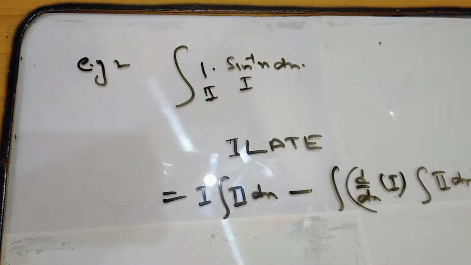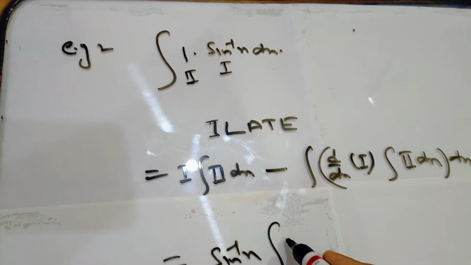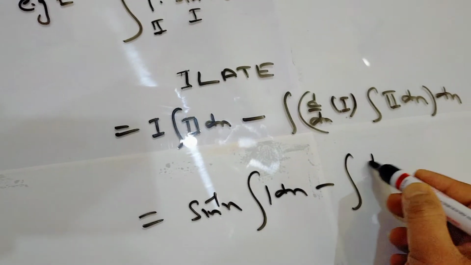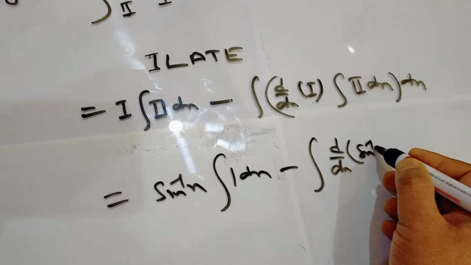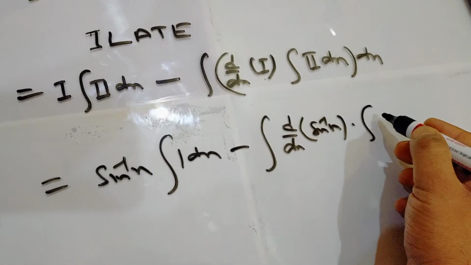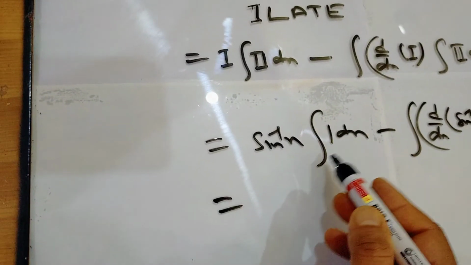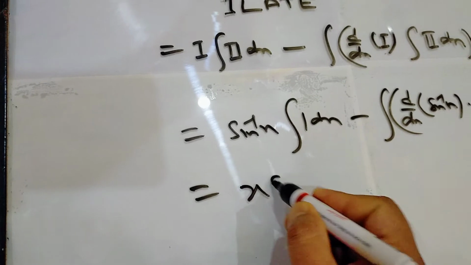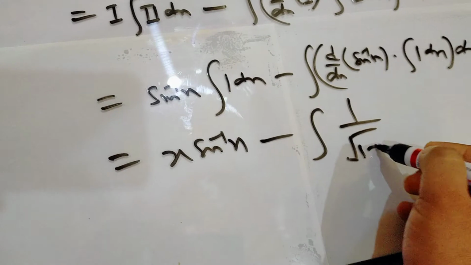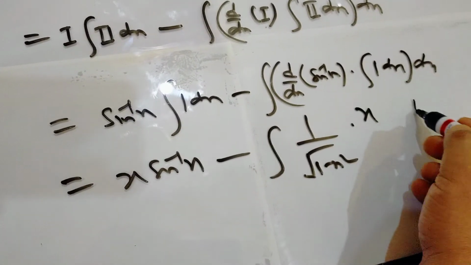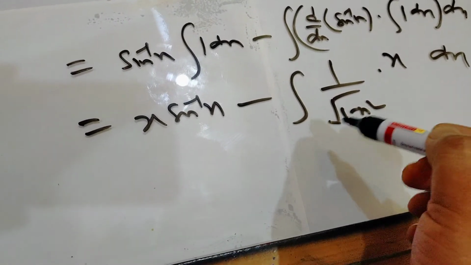So first function as it is, sine inverse x, integration of second, 1 dx, minus differentiation of first. Differentiation of sine inverse x, this formula is available in differentiation, then integration of 1, then whole dx. You know integration of 1 is x, so x sine inverse x. Here the differentiation gives 1 upon root of 1 minus x square, and 1 dx integrates to x, dx. Now we have to simplify. We will use the method of substitution here.